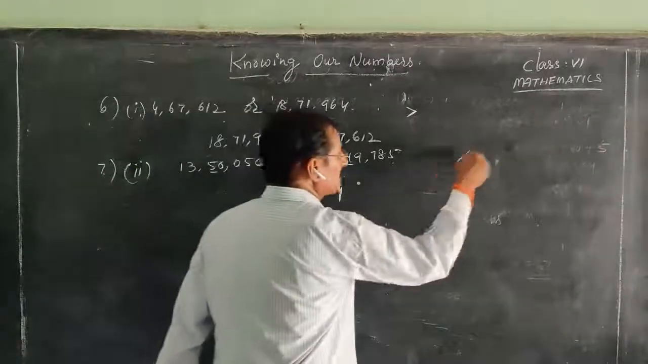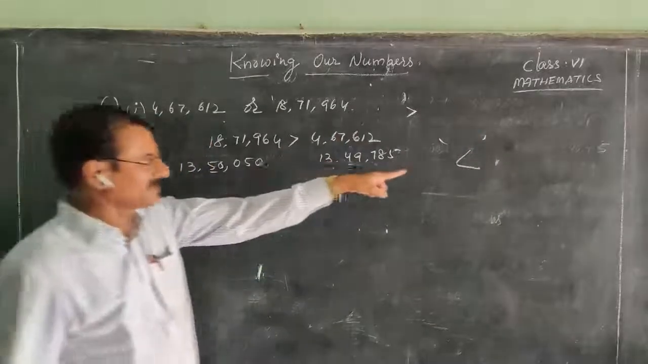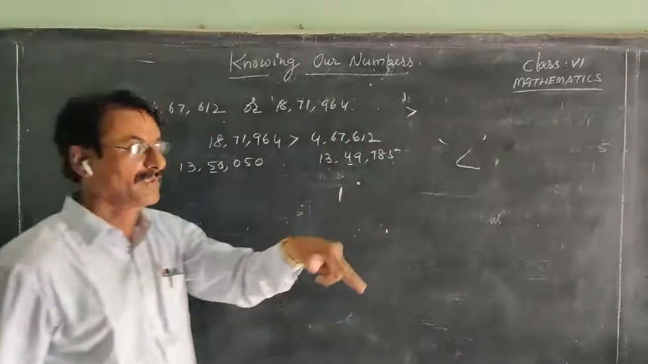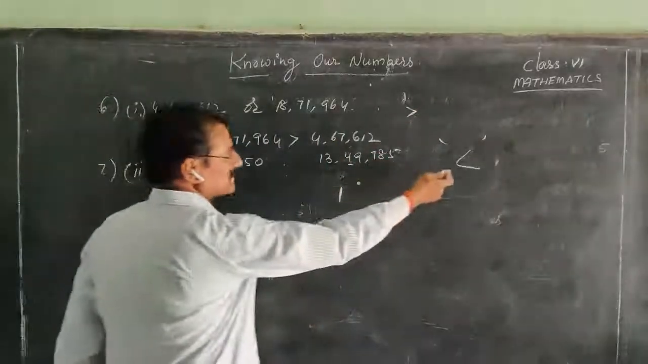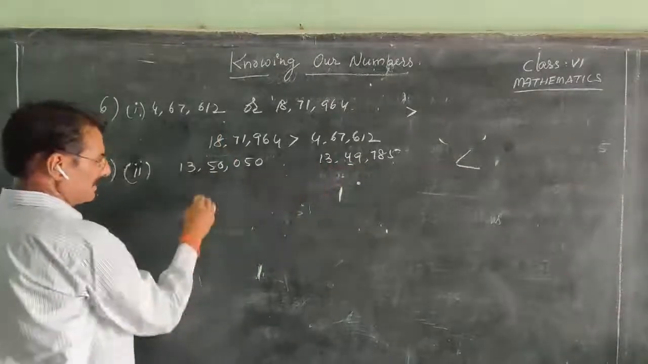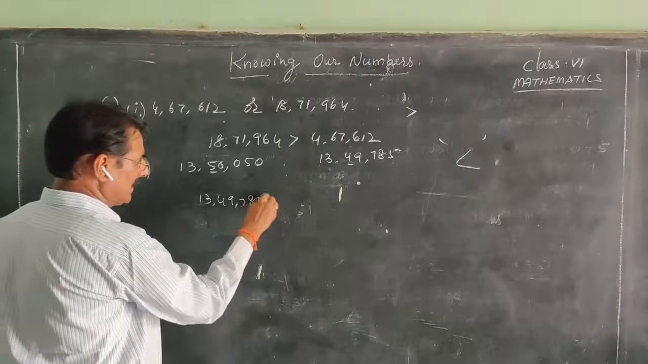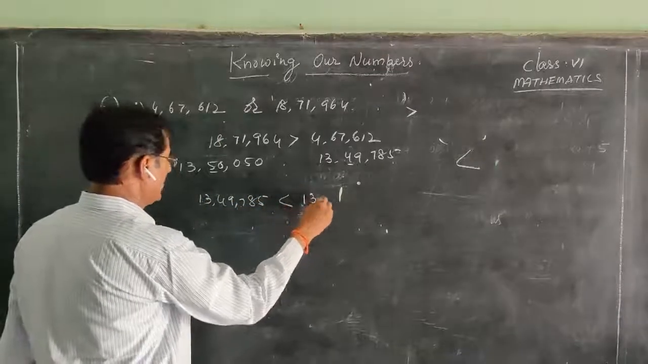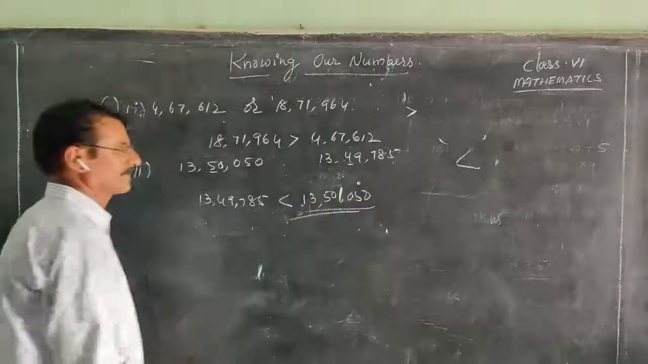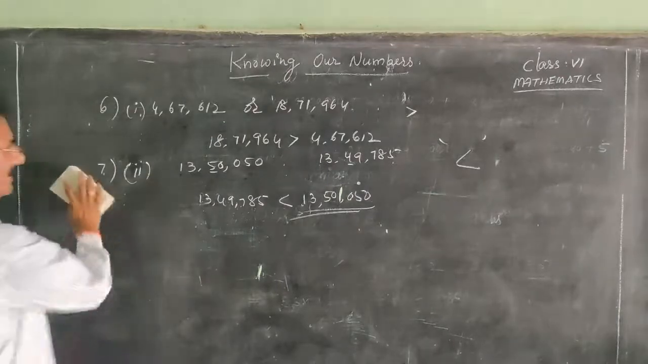How to use this symbol? In the previous class, I explained that the name of this symbol is less than. The name of this symbol is greater than. When we use this left hand symbol, we must write the smaller number first. Which is the smaller? This one. 13 lakh 49,712 is less than 13 lakh 50,050. That was the second sum in the 7th Roman.